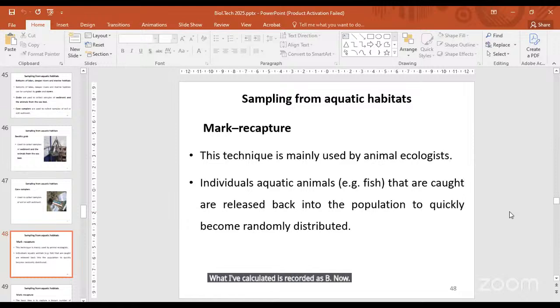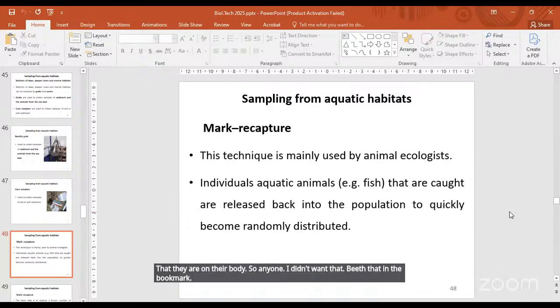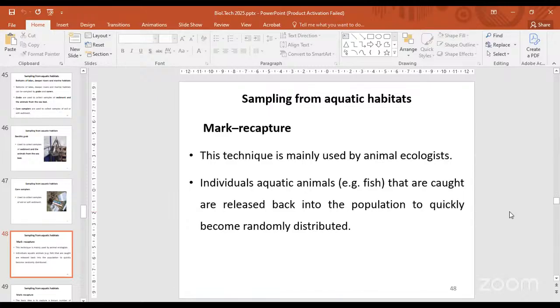Now, out of the ones you have caught the second time, you probably must have caught some earlier at the first visit that you made. And then, how will you know? You will know from the mark that they bear on their body. So anyone that bears that indelible mark shows that it was captured the first time. So those ones are counted and they are recorded as C.